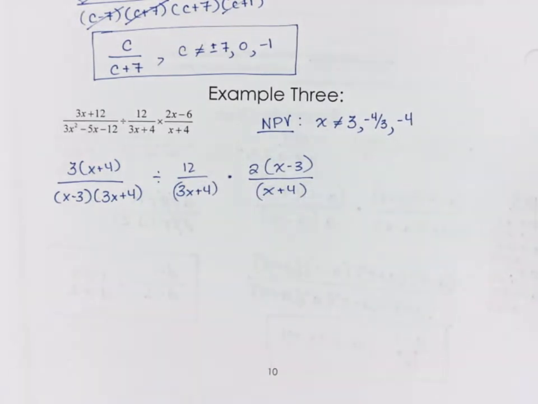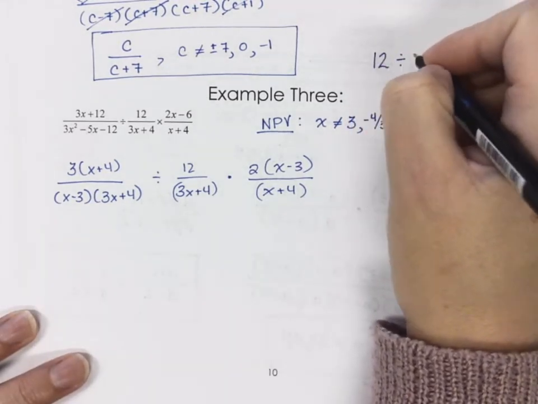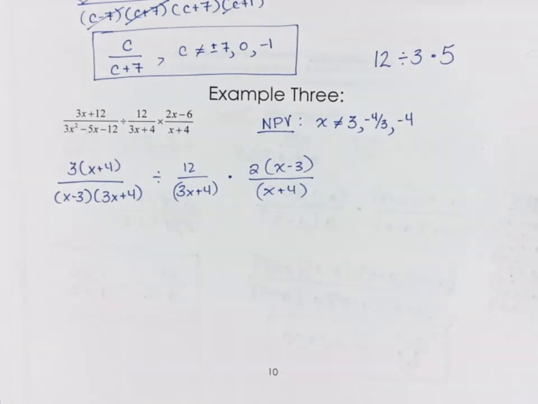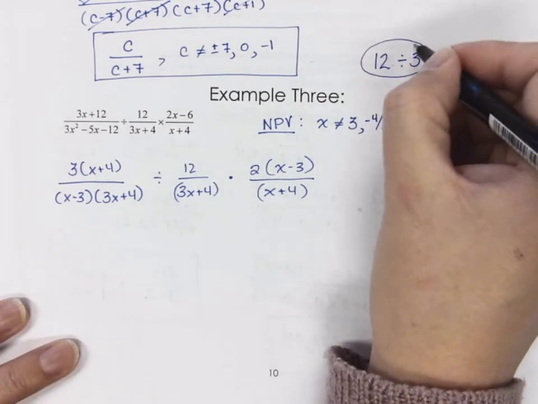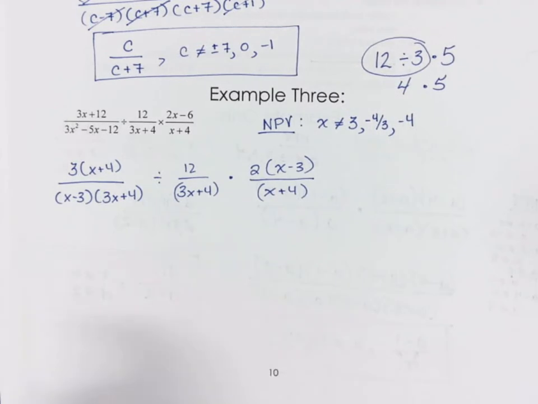All right. So if I gave you guys the question, 12 divided by 3 times 5, how would you do that? You would do this first, get the 4, and then times by 5, right? So the strategies you use with just plain old numbers are the exact same strategies you do with the more complicated stuff. The math process never changes.